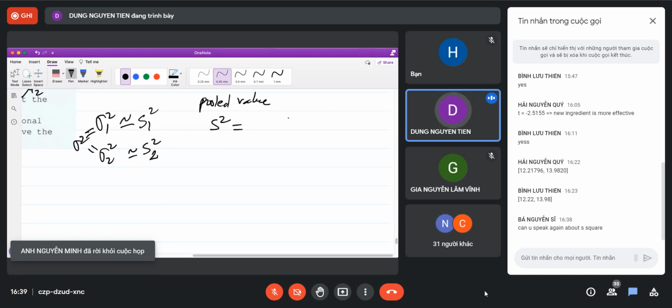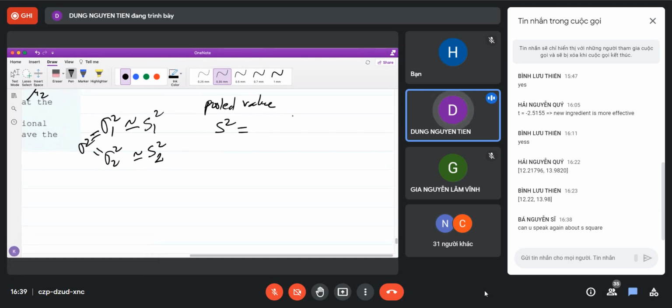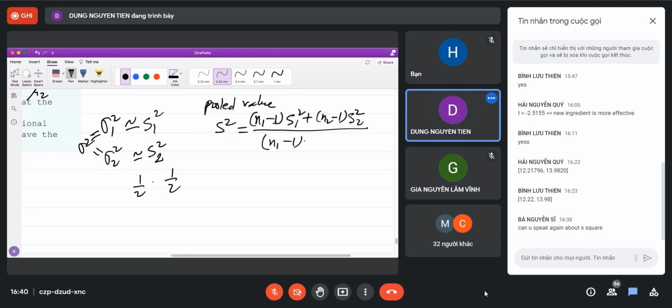So you want to use the average value of S1 square and S2 square to approximate S square, correct? And instead of using 1/2 and 1/2 for the weights, I use the degrees of freedom to get a better approximation. So that is n1 minus 1, n2 minus 1 divided by the sum, right? So n1 minus 1 plus n2 minus 1, correct?